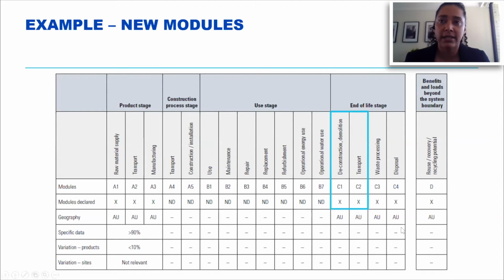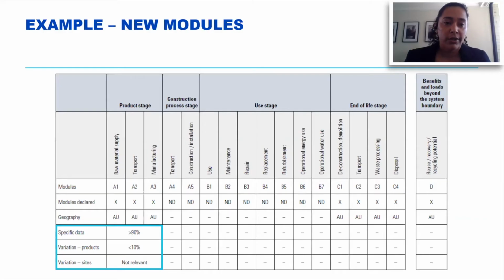And as you can see here, this is one of the changes. We added the module C1 and C2. So that's the construction and demolition impacts, and also the transport of those materials to the waste processing facility. So that's new within our EPD. The geographical disclosure, so basically AU, like all of our production is happening in Australia. And we also expect the end of life and the recovery of this material for reuse and recycling to also happen in Australia. So that's been disclosed now.